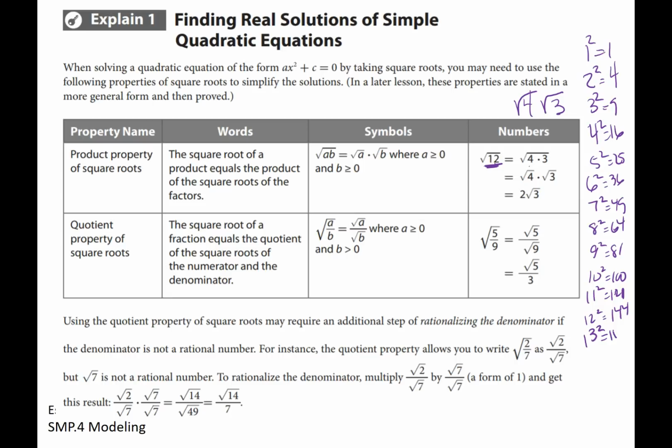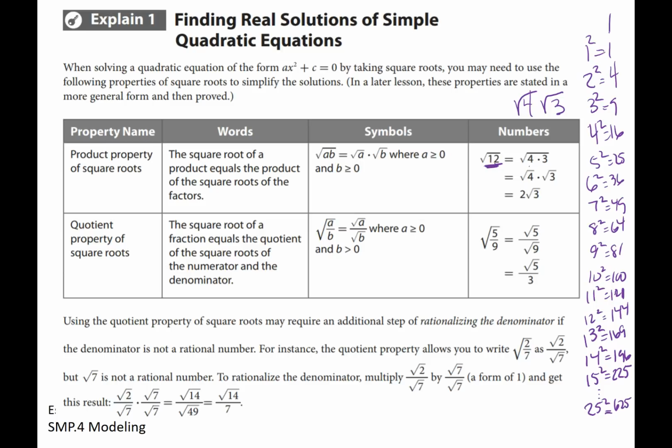13 squared is 169. 14 squared is 196. 15 squared is 225. I would probably know 25 squared as well, which is 625.